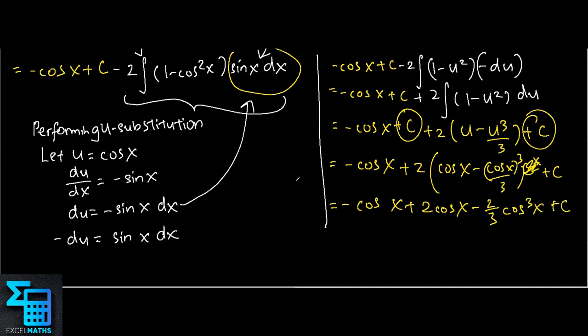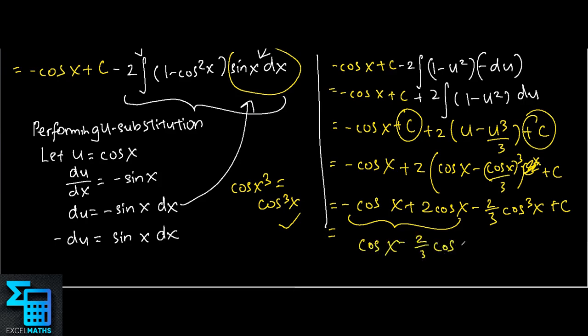There's this property, cosine x cubed is equal to cosine cube x. All right, that's valid. Okay, and last but not least, this we can compute that is just cosine x minus 2/3 cosine cube x plus c, and that is the final answer to this integral, okay, of cosine 2x sine x. So the integral of cosine 2x sine x is actually equal to cosine x minus 2/3 cosine cube x plus c.